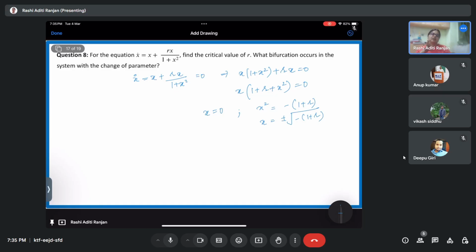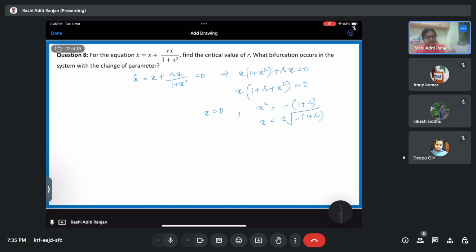And one root, which is x equals 0, is going to exist. I'm not saying stable or unstable, it is going to exist for every value of r. It is independent of the value of r. But the other two roots actually depend upon the value of r. Their existence will depend on the value of r, right? So it is clear that this is the pitchfork bifurcation. But now coming on to which kind of a pitchfork, we'll do the further analysis.